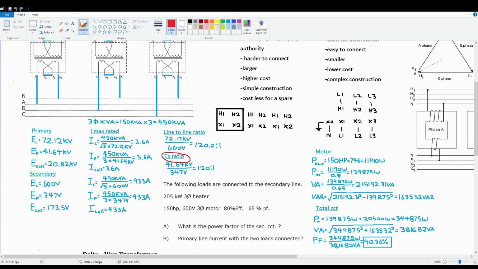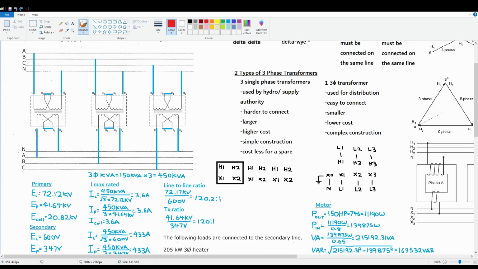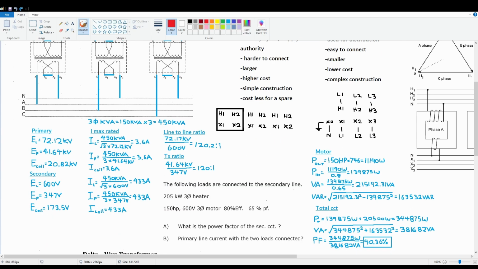And your transformer ratio is basically talking about your winding ratio. It can also be the ratio between the phase voltage here and the phase voltage here. And that's your transformer ratio. It should also be called your turns ratio. So you take your phase voltage and divide it by the phase voltage on the low voltage side.